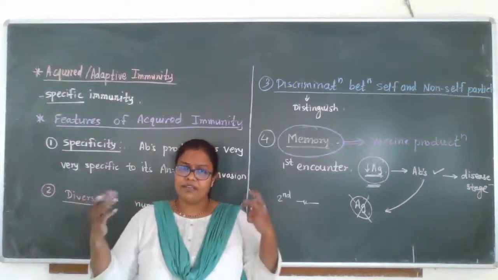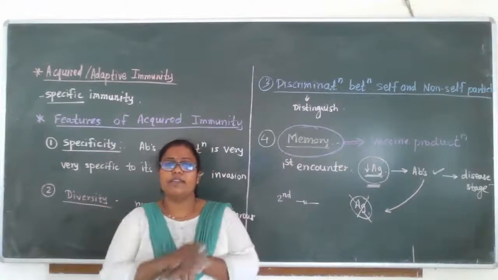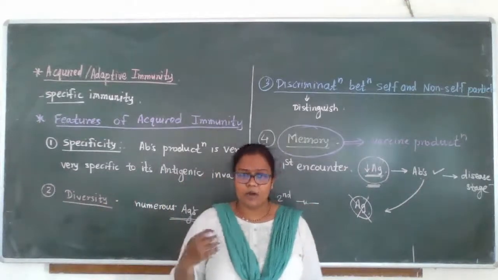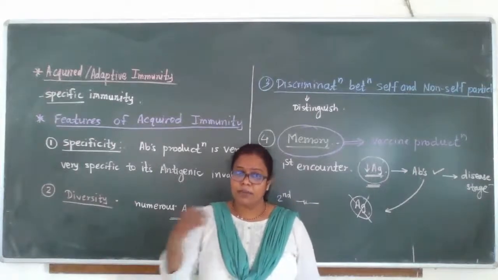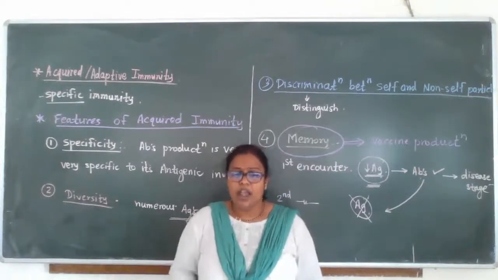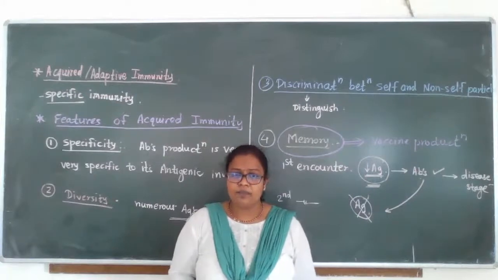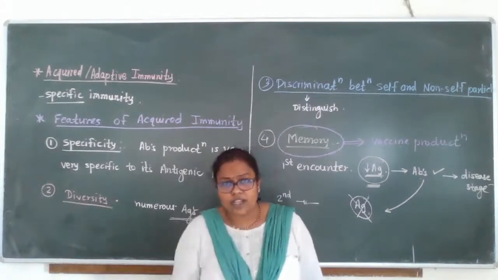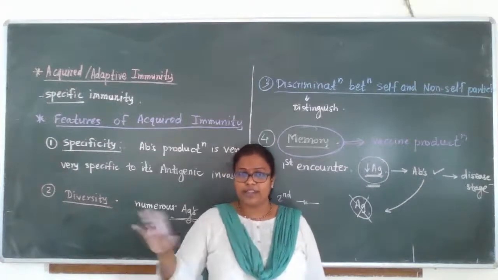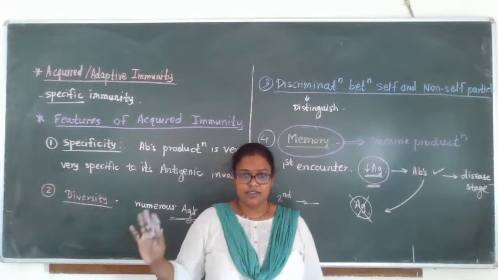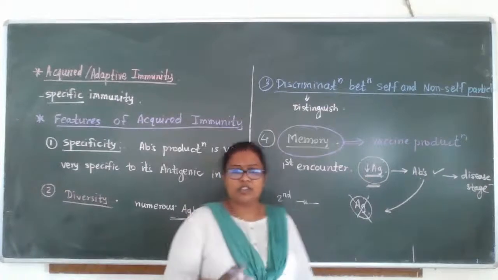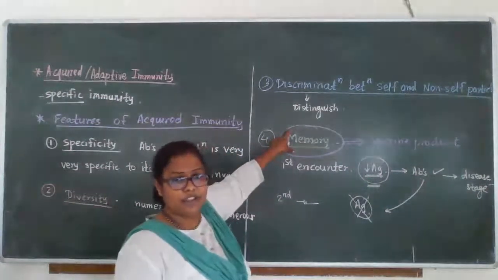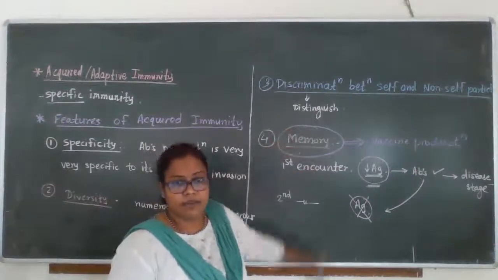So occasionally, during our lifetime, if that virus enters my body, but my body has already prepared antibodies against it, those antibodies work on that antigen, and I will not suffer with that disease. Okay, that was just a feature of this acquired immunity, and that is a very important feature. That's memory. Clear, everyone?